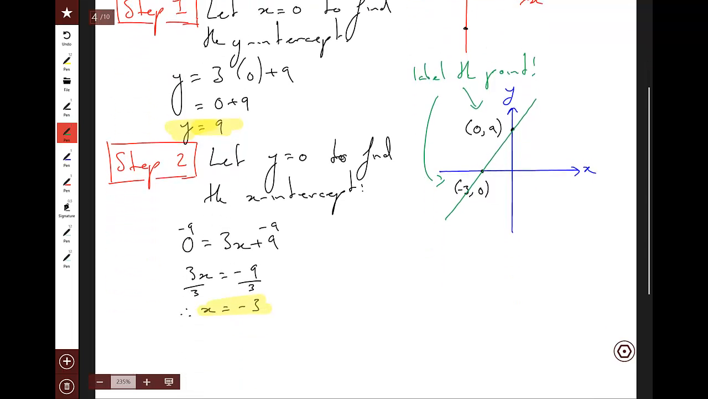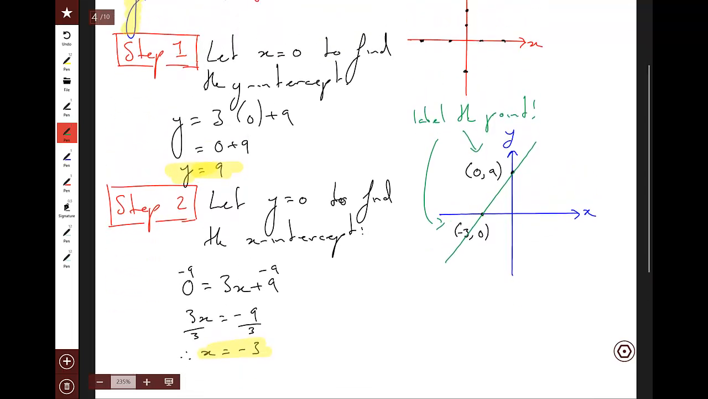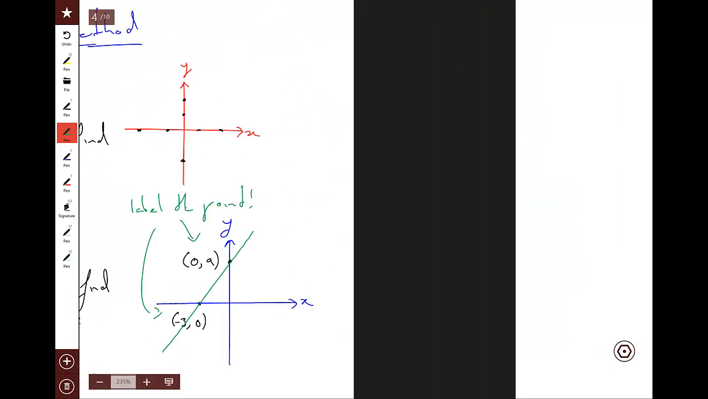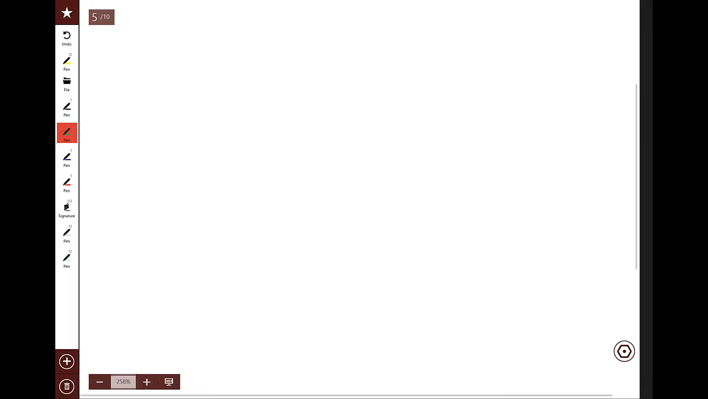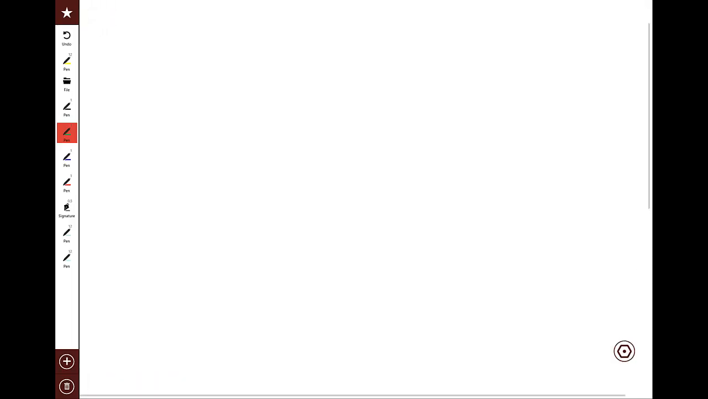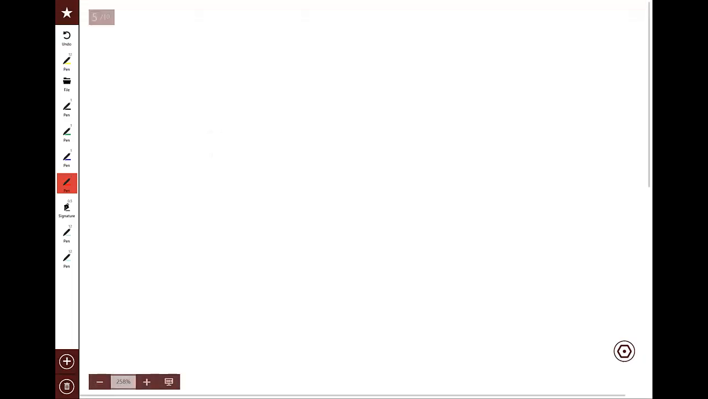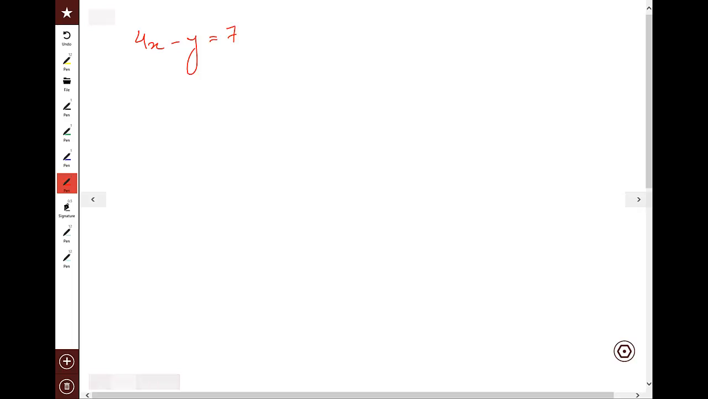Now, we're going to do one more example just to consolidate the idea. This time, we're going to use an equation that doesn't have y on its own. So let's go to this side. We'll use something nice and ugly. Hopefully it looks a little bit scary the first time, but you'll see that it's very much the same. So we're going to do 4x minus y equals 7. And we're asked to sketch that. Well, the process is exactly the same.